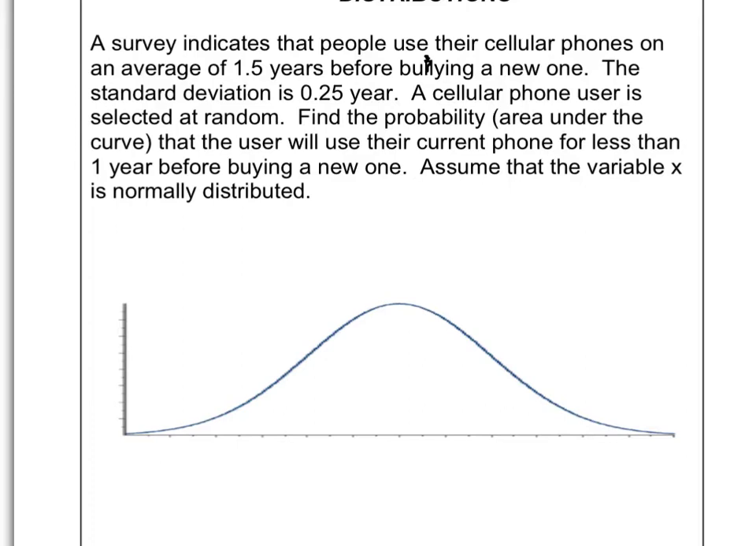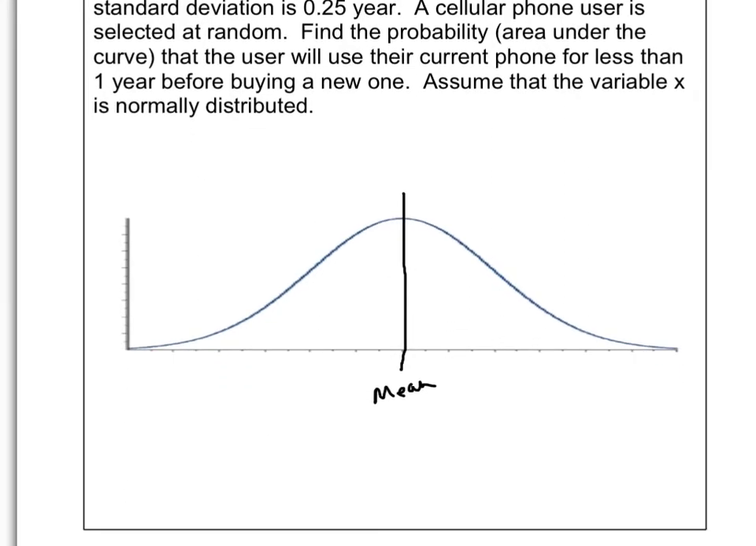Okay, so the first thing you want to do is draw your mean first. So when I draw my mean, I draw a line down the middle. Remember, your mean is always in the middle, and your mean in a standard normal distribution is the number 0.